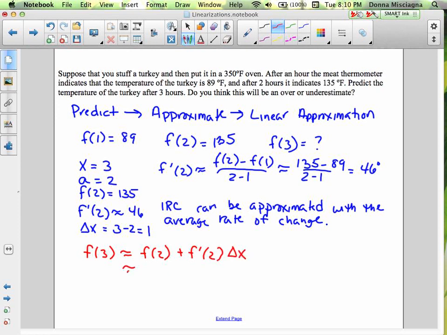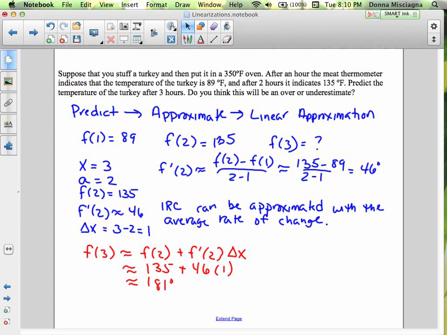So that would be 135 plus 46 times 1. And so that's going to be 181 degrees. So now this is assuming, right, with a linear approximation model, we're assuming that it increases the same amount every hour. So if it did, that would make sense. Every hour it increases by 46 degrees. That's not really how it's going to work.